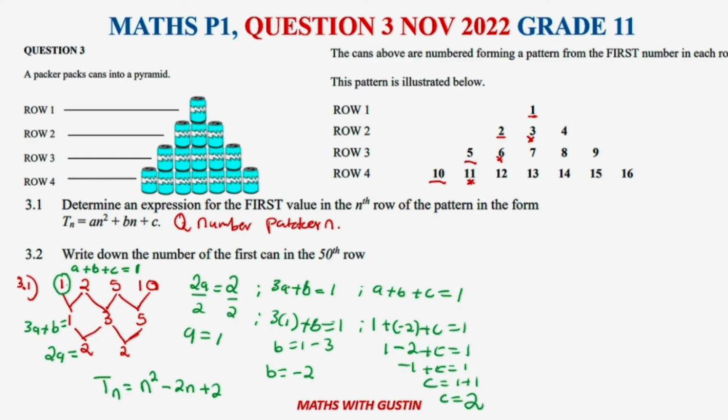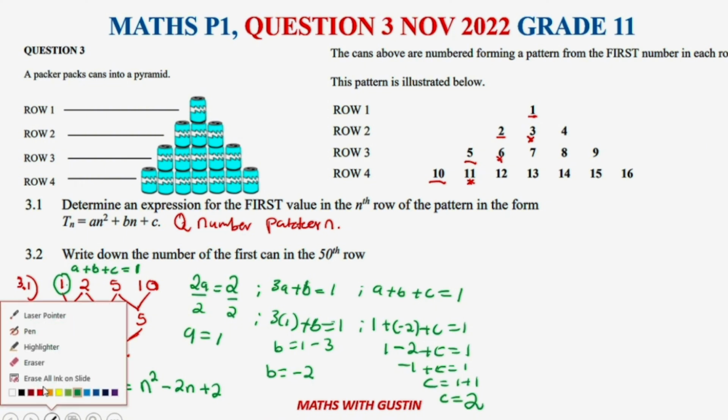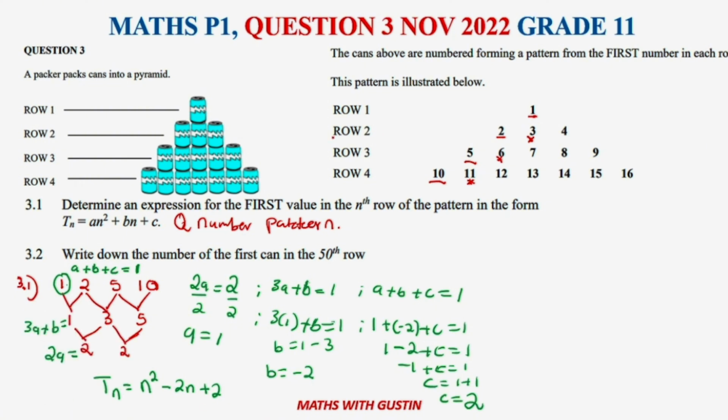Moving along, let's move to 3.2. Now let's go back to our original color. 3.2 says write down the number of the first can in the 50th row. So it means that on the 50th row, n is equal to 50. Therefore we come to the equation that we just calculated.